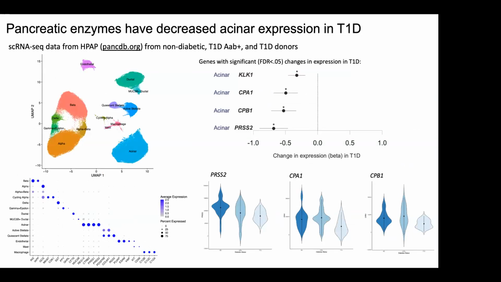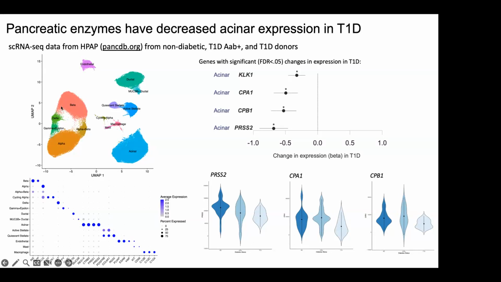So the final thing we did was to ask whether the levels of the proteins were changing in progression to type 1 diabetes. So this is a distinct project from the NPOD project that are moving at separate paces. So we didn't want to use the NPOD data for this project. So here we used data from HPAP, which are publicly available data in PancDB that we obtained from non-diabetic, type 1 diabetic, as well as type 1 diabetic autoantibody positive individuals. And this is mostly purified islets, so not whole pancreas. And so here, most of the cells are endocrine, although you do get some non-endocrine cells.